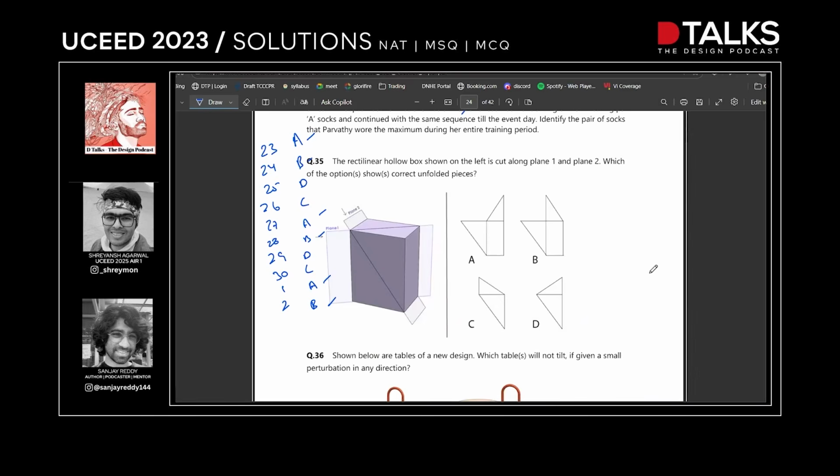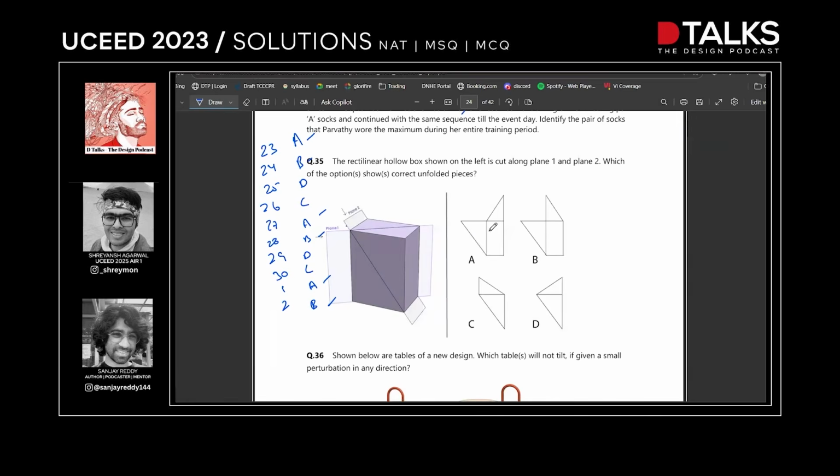35. The rectilinear hollow box shown on the left is cut along plane 1 and plane 2. Which of the options show correct unfolded pieces? So we're talking about unfolded pieces. These are basically a net, right?